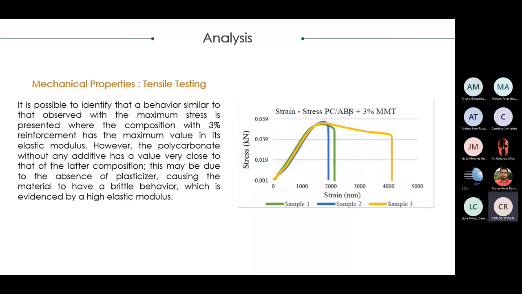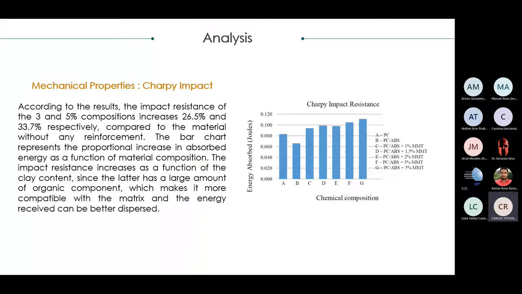However, the polycarbonate without any additive has a value very close to that of the leading composition. This may be due to the absence of plasticity, we know that's quite important, causing the material to have a brittle behavior, which is evidenced by a high elastic modulus. Then with the Charpy impact, we have the chart here. According to the results, the impact resistance of the 3 and 5% compositions increases 27.5% and 33.7% respectively, compared to the material without any reinforcement.